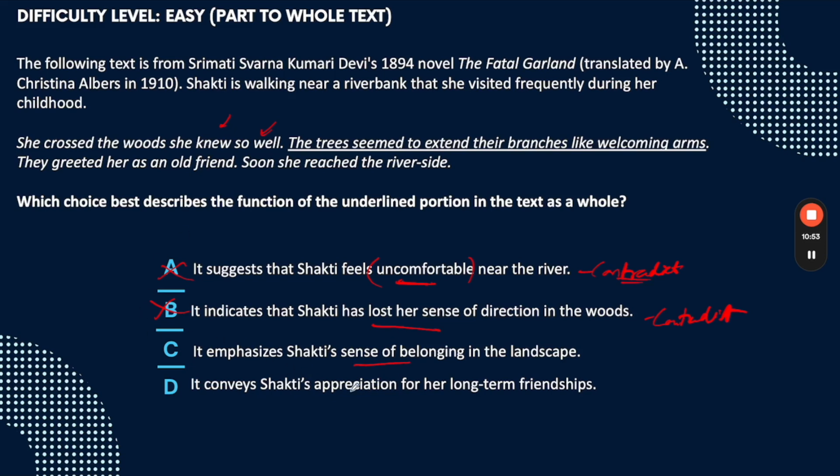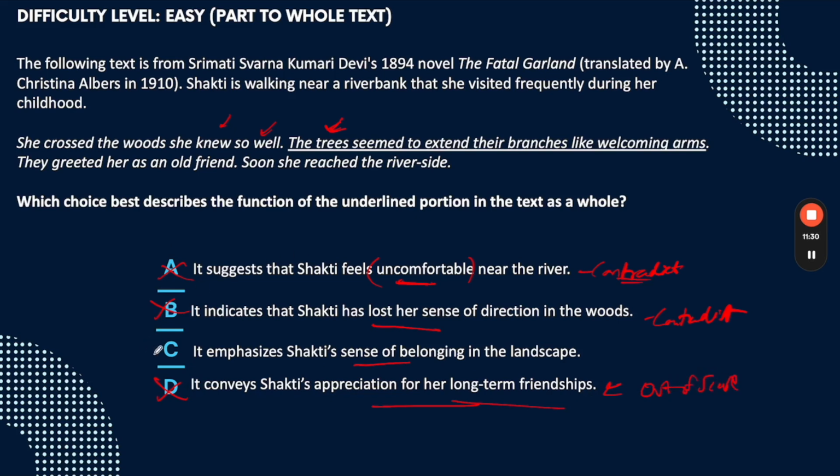It conveys Shakti's appreciation for her long term friendships. Now, here trees are simply given human like features. It's not trying to tell me that the trees were actually like her old friend or long term friendship, right? There was no sense of long term friendship as such. Correct? The trees have been personified, but there's no such appreciation for long term friendships that's been explained to me in the text. So D is out because this is out of scope.